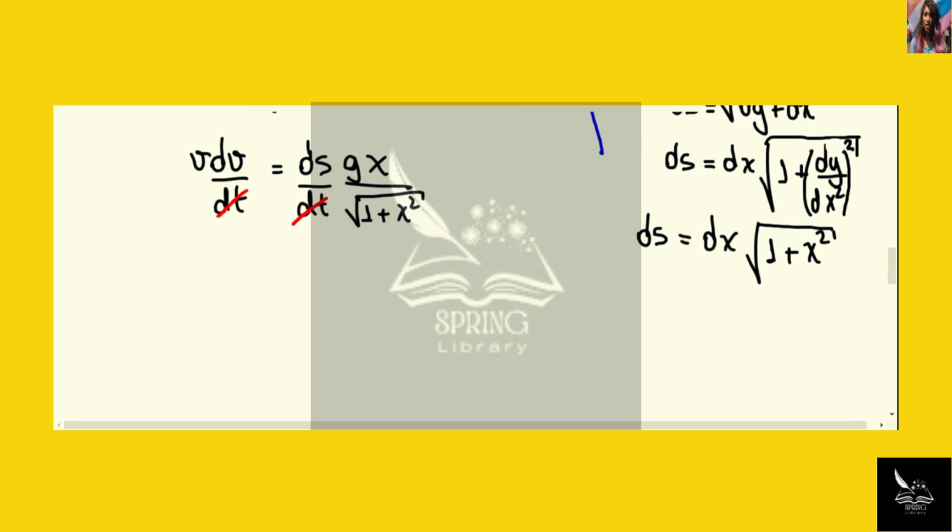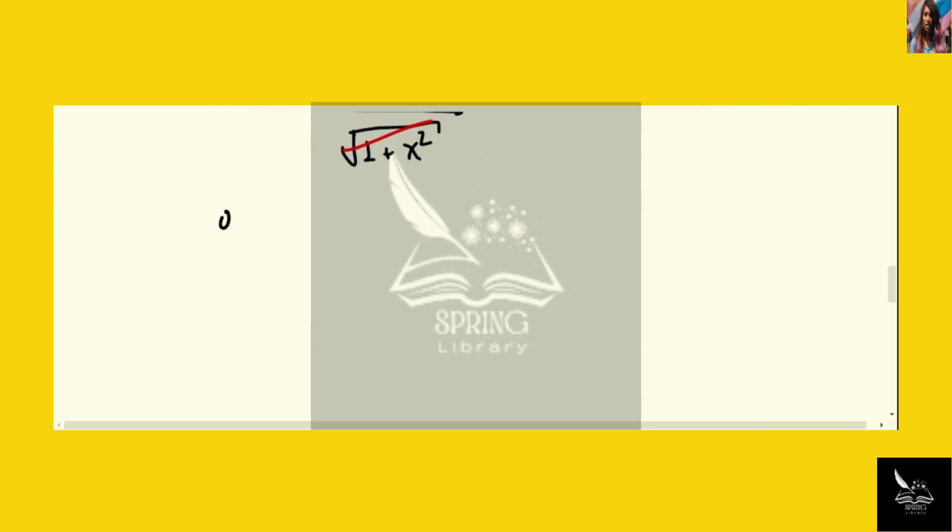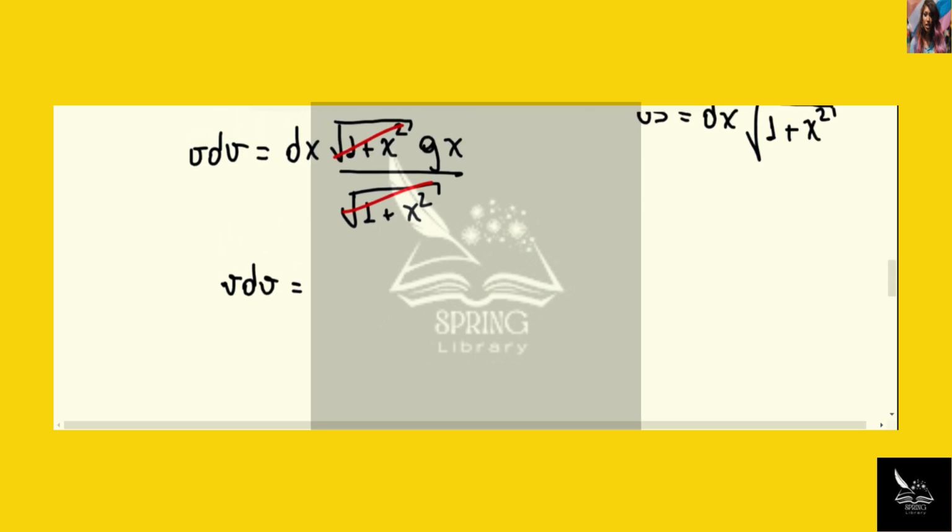So the dt's cancel out. So I have v dv is equal to ds, which, as I said, is dx times the square root of 1 plus x squared, times gx divided by the square root of 1 plus x squared. So the square roots cancel out. We have that v dv is equal to xg dx, and I'm going to integrate both sides from x equals 0 to a certain value of x. When x equals 0, v is v0, and I want to find the value of v.